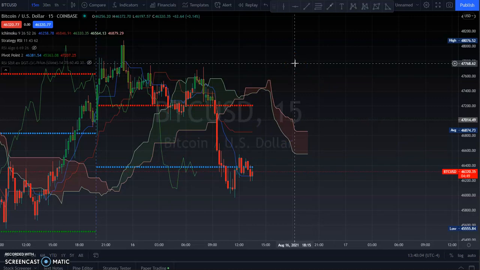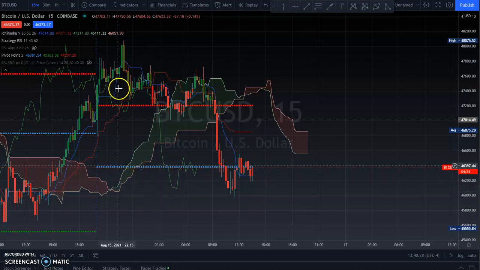TD sequential, Tom DeMark sequential. It's based on candles where 9 candles in a row have to all open below or above each other in a row, and then the 13th candle is called the trigger candle, and that basically defines the high or the low of the range. Okay, so what I have is one called a pivot point that uses TD sequential to determine the range.